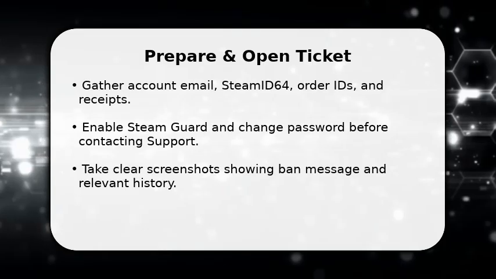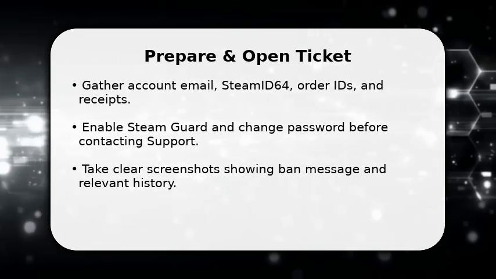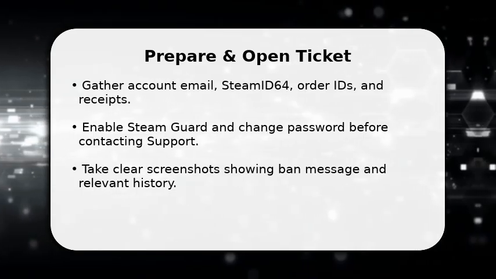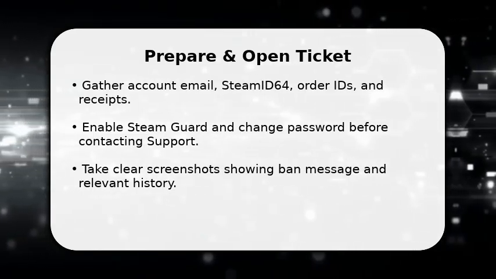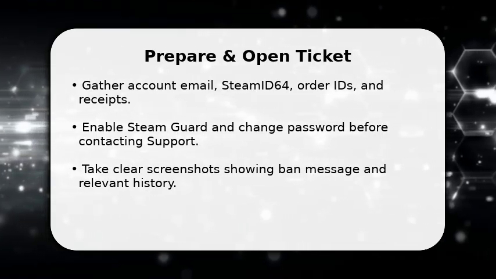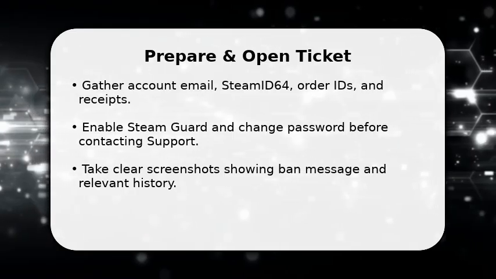You start by securing your account and preparing evidence. Change your password and enable SteamGuard so you show good faith security. Once done, collect Order ID, Steam ID 64, and clear screenshots of the trade ban notification. Support will ask for specifics.